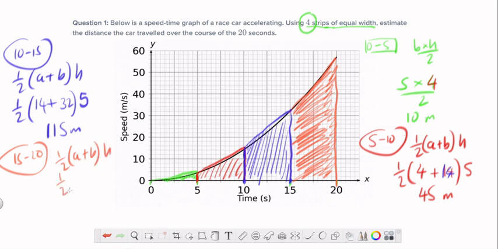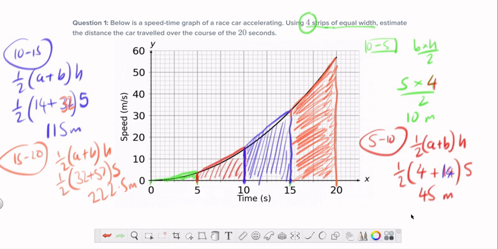Right, now A is going to be obviously whatever that is, 32. Right, if you follow my cursor here, that's got a height, so that's got a length of 32. And the other side, it goes all the way to 57. And the gap is 5. (222.5 meters).